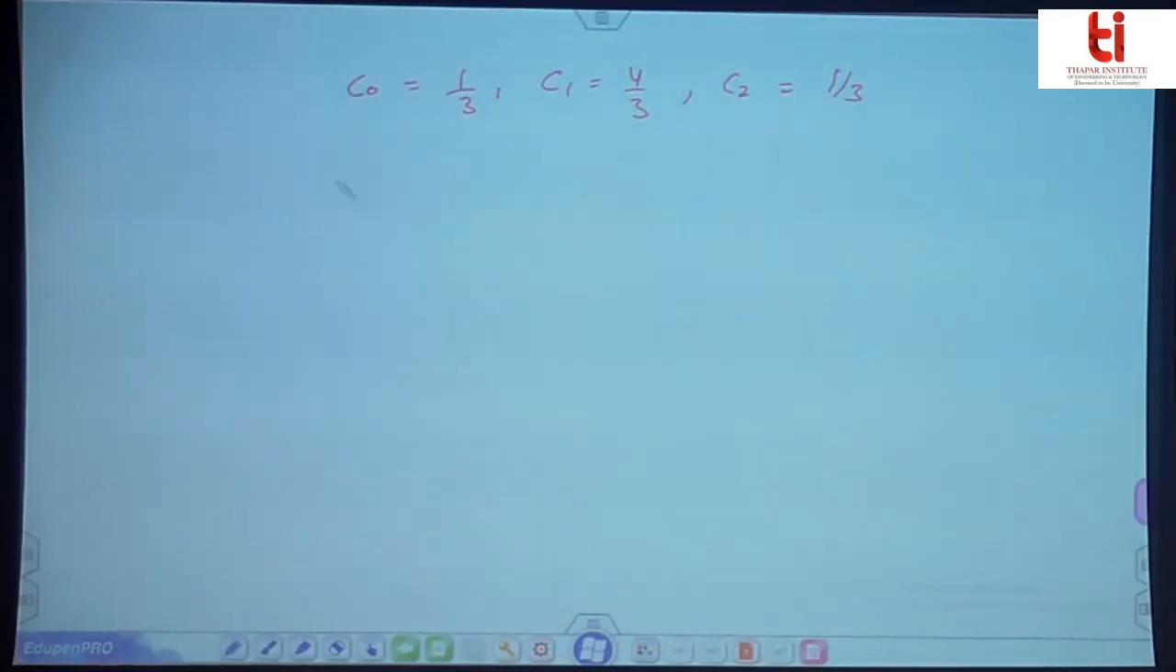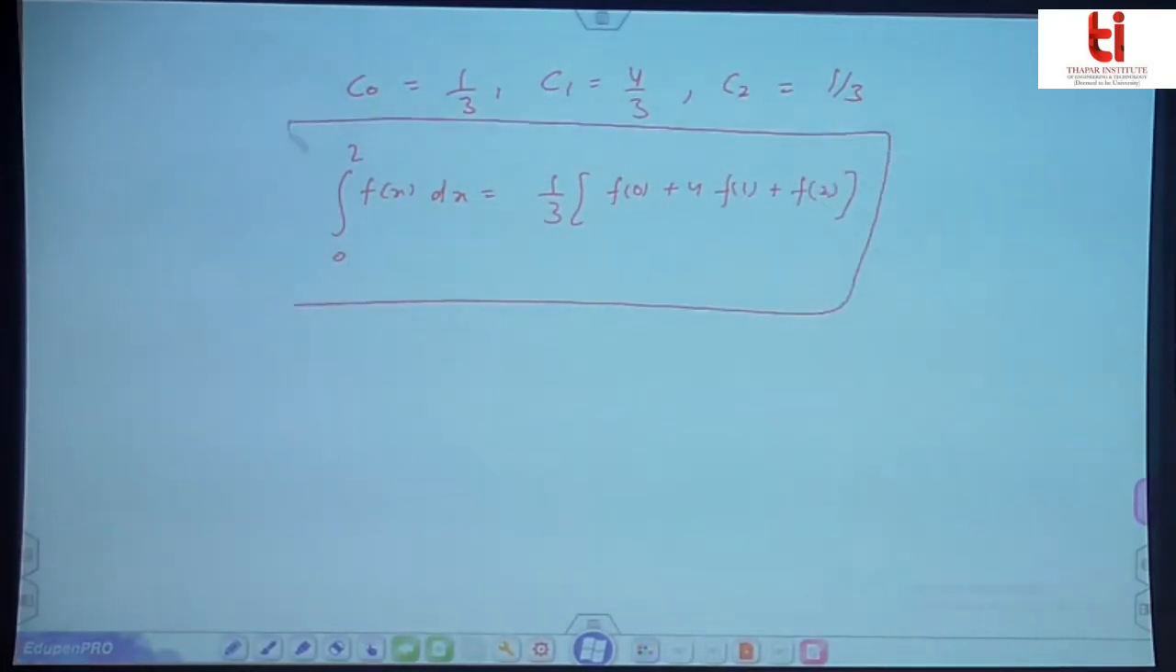So the quadrature formula, integral from 0 to 2 of f(x) dx, is coming out to be 1 by 3 times f(0) + 4 f(1) + f(2). By chance it is coming out to be the Simpson 1/3 rule, nothing else. But it is not necessary that you always get the known formulas.